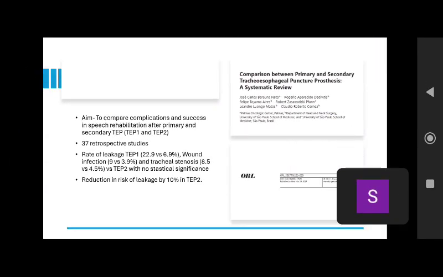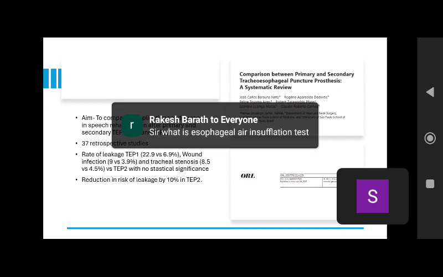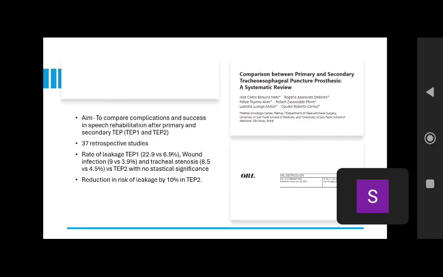So these are the few studies. This is a meta-analysis of 37 retrospective studies published in 2017 by a Brazil group. They divided cases into TEP1 and TEP2, that is, primary TEP and secondary TEP. They wanted to compare the complications and success in the rehabilitation.